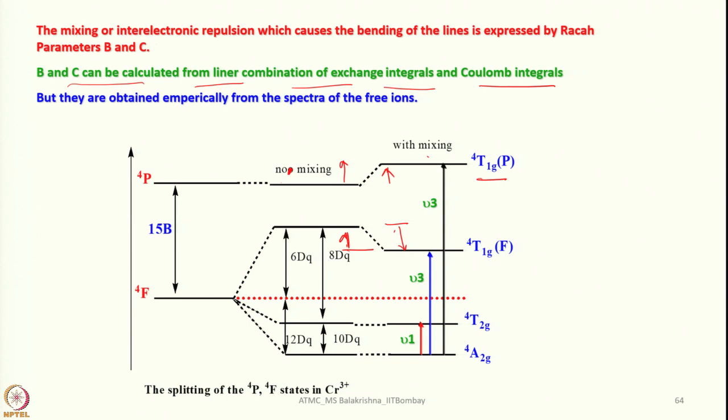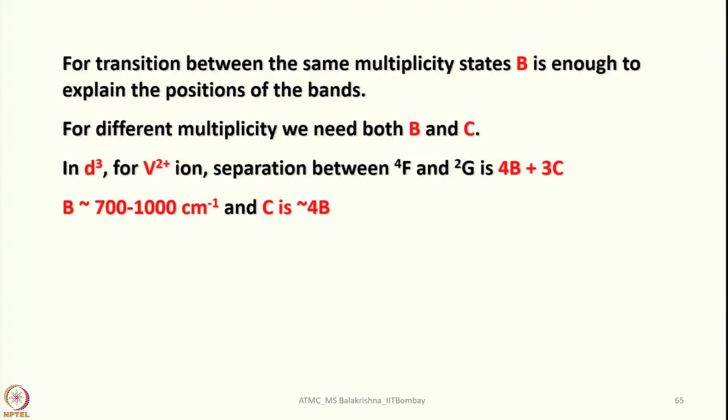So now we have to make a correction and compensate so that the experimental value matches the theoretical one. For theoretical prediction, we have to make some corrections using the Racah parameters. For transitions between states of the same multiplicity, B is enough to explain the position of the bands. You should remember that if the transition occurs between states of the same multiplicity, the same 2S plus 1 value, then only B is good enough to explain the position of the bands. For different multiplicity, we need both B and C.